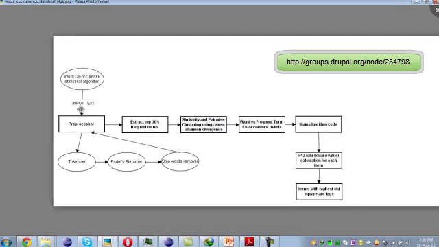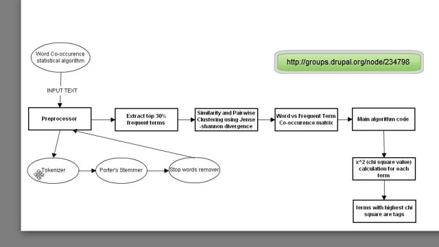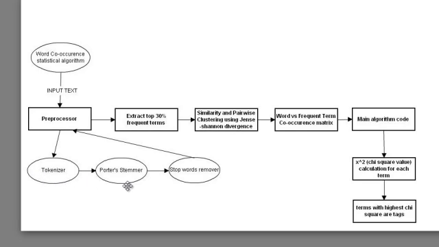So what we do is we have a preprocessor. MLTag has powerful NLP libraries such as the tokenizer, the Porter stemmer, the stopwords remover, and normalizer. We extract the top 30% of the frequent terms from the content, cluster them using Jensen-Shannon divergence, and form a word versus frequent terms matrix. We go on to perform some manipulations on this matrix and calculate the chi-square values for each term. In the end, the terms with the highest chi-square value are the tags.